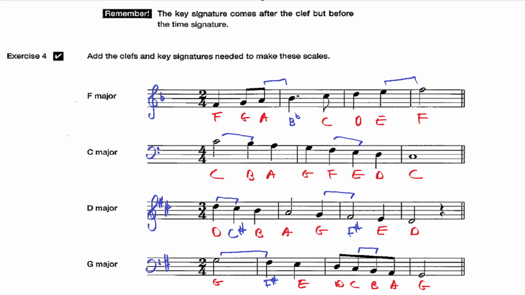The C major one sounds like this. 1, 2, 3, 4. Do, ti, la, sol, fa, mi, re, do. The D major one sounds like this. 1, 2, 3. Re, di, ti, la, sol, fi, mi, re. And finally, the G major one sounds like this. 1, 2. Sol, fi, mi, re, do, ti, la, sol. They all sound like major scales, so that's good.